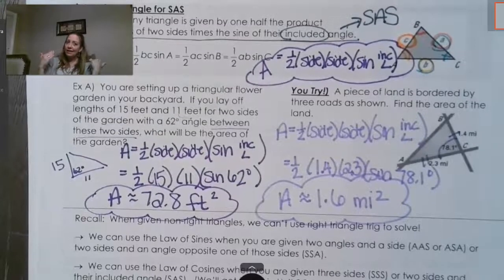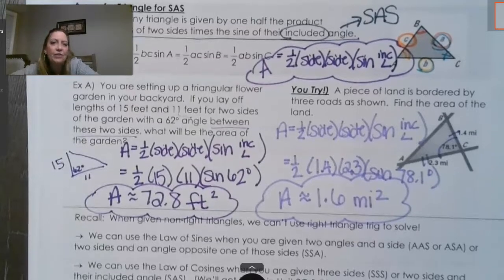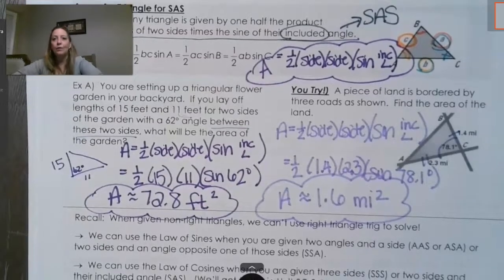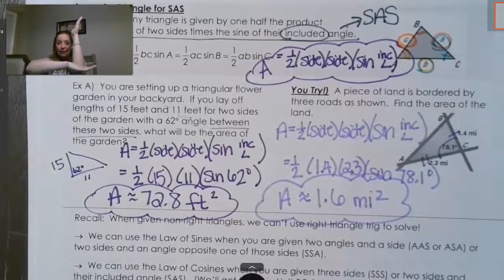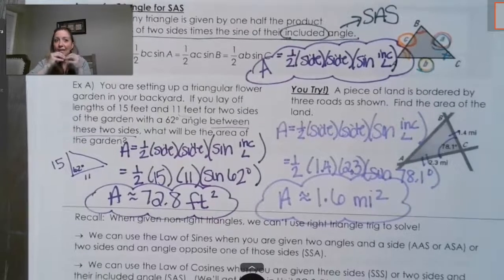When we think about our knowledge of the unit circle, do you remember when we found area before, we had to do 1/2 base times the height? Well, the base and the height always had to meet at a right angle. And so the right angle would be the sine of 90.